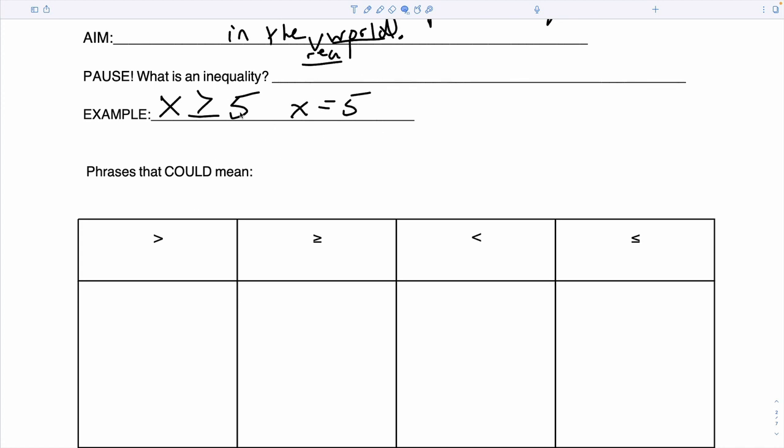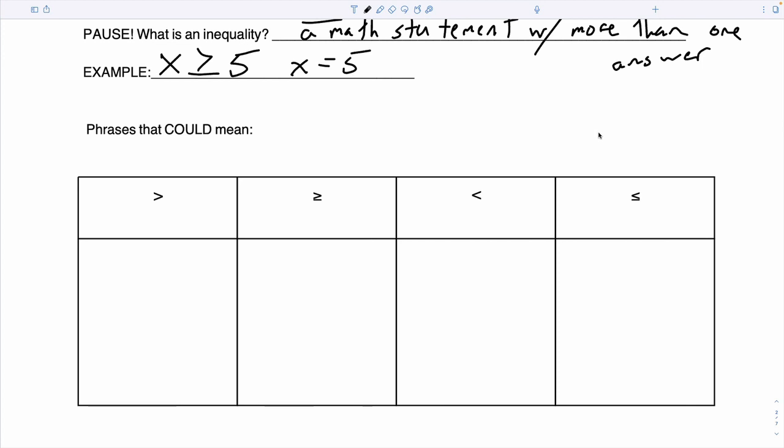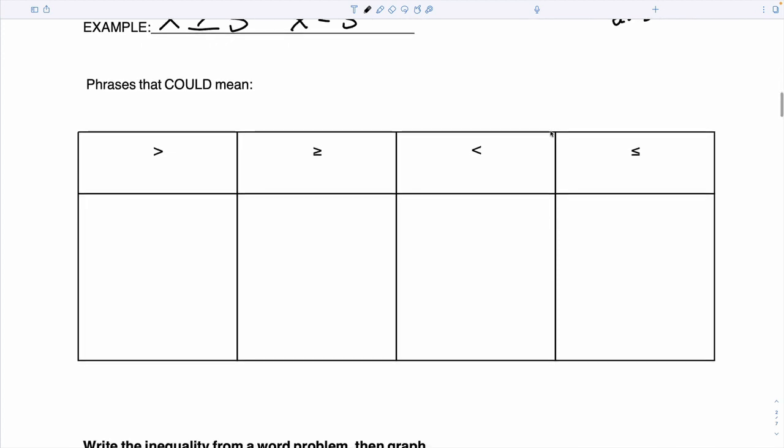That's the key here. So an inequality is a math statement, a math problem, that has more than one solution or answer. A math statement with more than one answer. And you're going to see when we get to these problems, there's a lot of real world scenarios where you can have more than one answer. We'll get to that in a little bit.